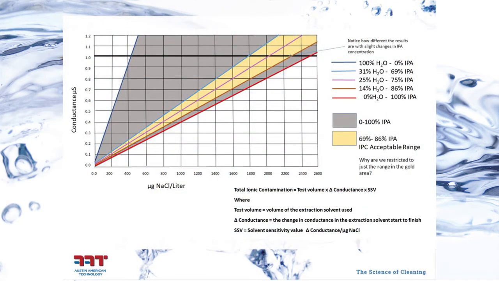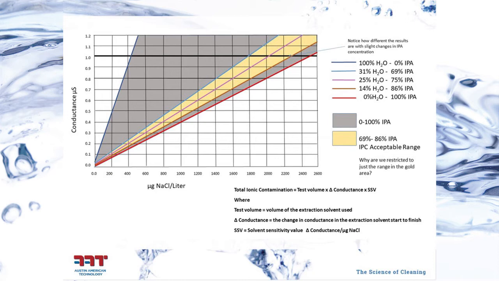This slide gives you the different concentrations of IPA in water, as well as 100% DI water, and how it results to your micrograms per square liter. We have our formula on here of how we figure out contamination: total ionic contamination is equal to your test volume, which is the amount of fluid that you're testing in, times your delta conductance, which is your change in conductance, times your SSV, your solvent sensitivity value. That will give you a result of what ionic contamination you have left. It's important to point out all the different acceptable mixtures of IPA and DI water, and you can see there are pretty big differences in the reactions that you get with slight variations in the IPA.